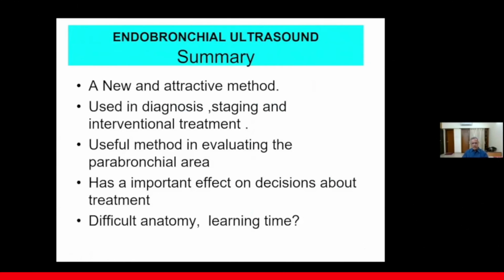In summary, it is a new and attractive method. It is used in diagnosis, staging, and interventional treatment. It is a useful method in evaluating the parabronchial area. It has an important effect on decisions about treatment. It is not difficult to meet the learning curve if you are a good bronchoscopist, as I keep telling, and if you have been usually doing bronchoscopy.